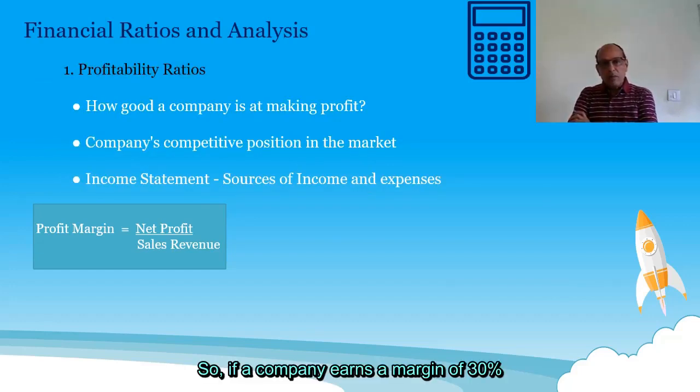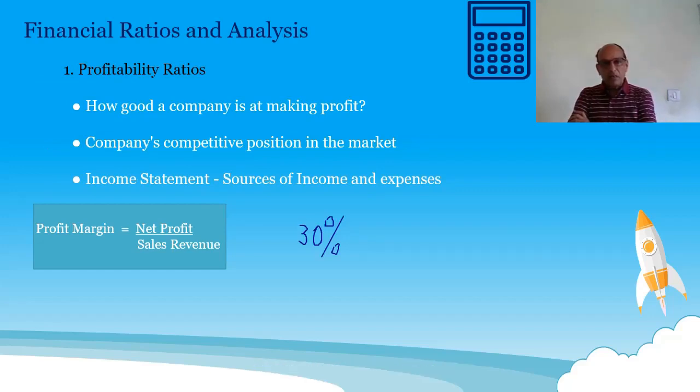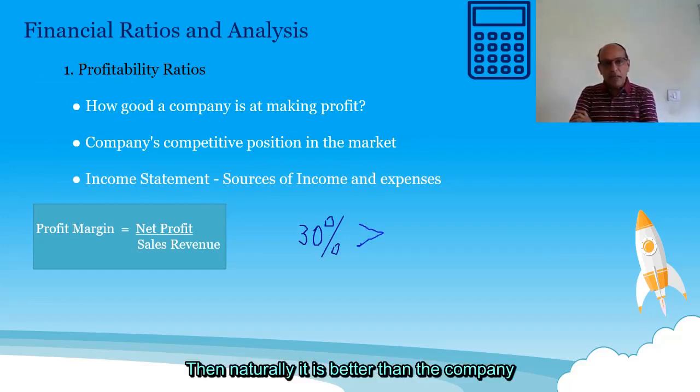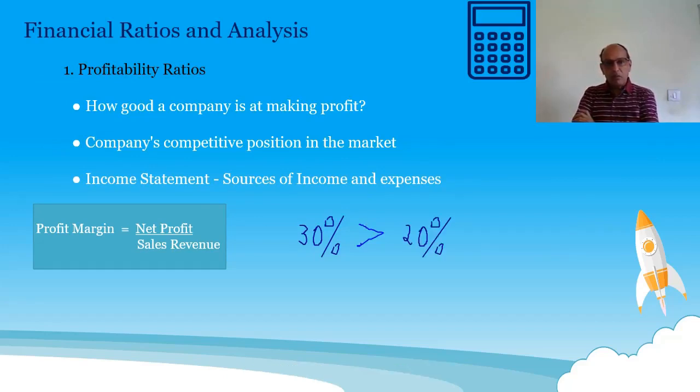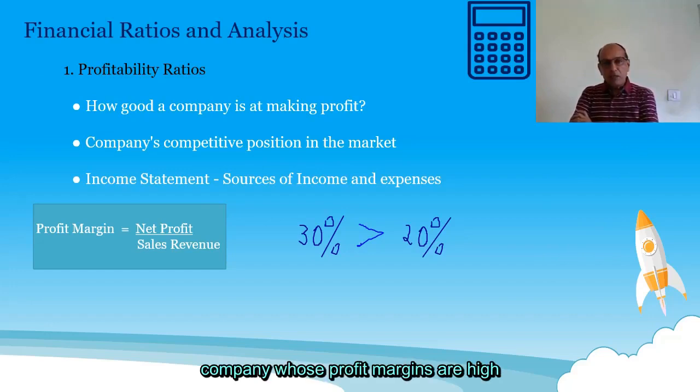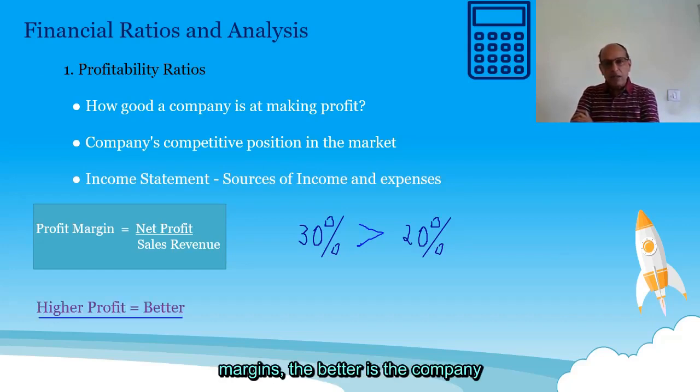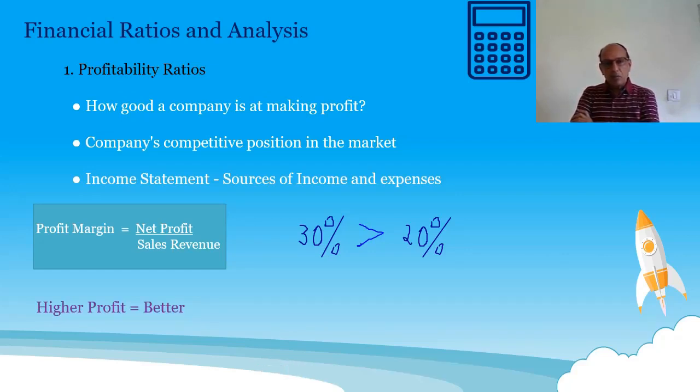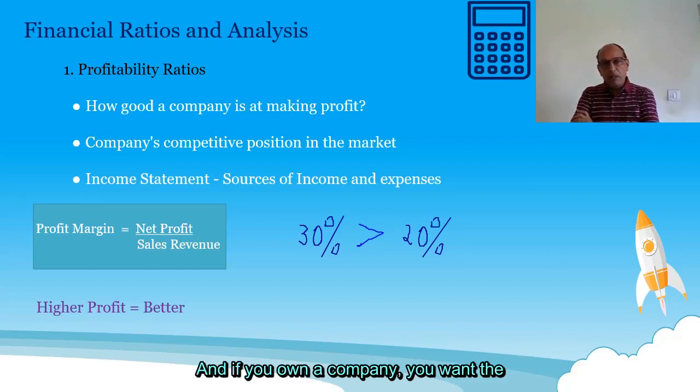If a company earns a margin of 30%, then naturally it is better than a company that earns a 20% profit margin. Obviously, you want to invest in a company whose profit margins are high. That means the higher the profit margins, the better the company. And if you own a company, you want the profit margins to improve in the future.